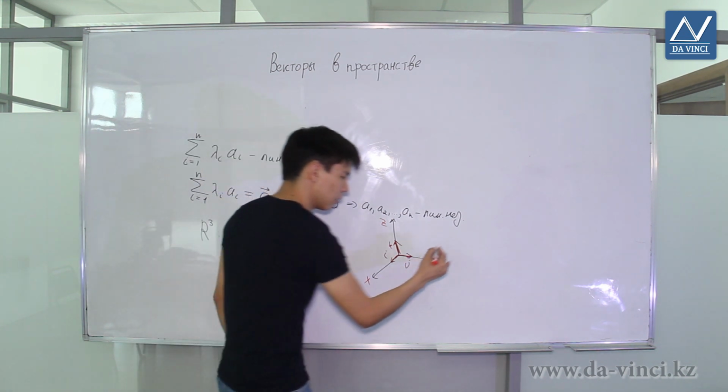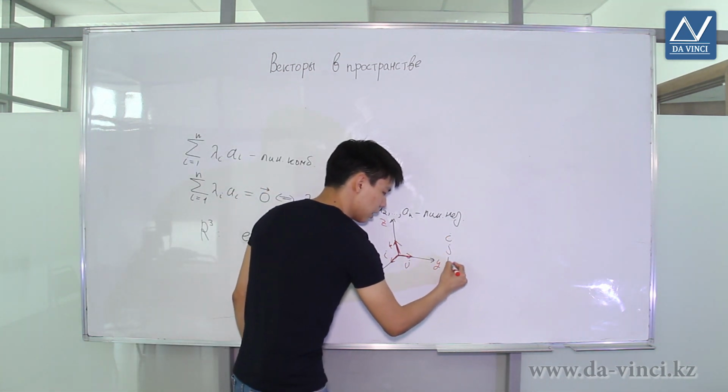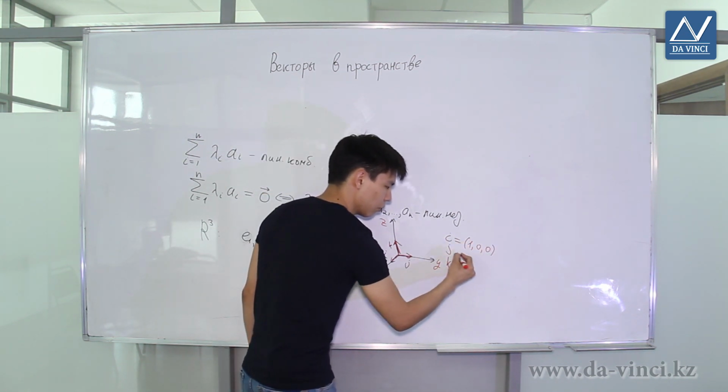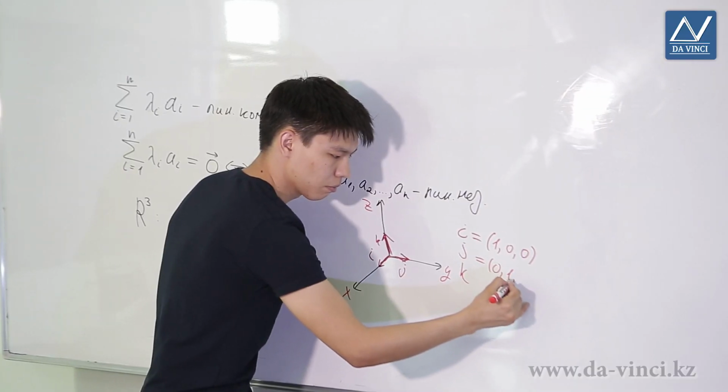So, we have vectors i, j, and k. By the way, the coordinates of the vector i will be 1, 0, 0. The vector j has coordinates 0, 1, 0.